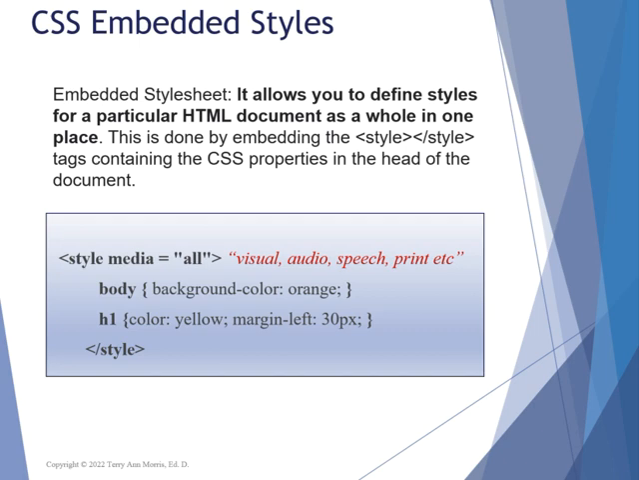CSS embedded styles. Embedded style sheets allow you to define styles for a particular HTML document as a whole in one place. This is done by embedding the open and close style tags containing the CSS property in the head of the document. So here in the code, we have the style and we have media all. Media all means that users can see the content, can hear the content, can utilize the content in form of speech, can print the content, and so on. That's what the media stands for.